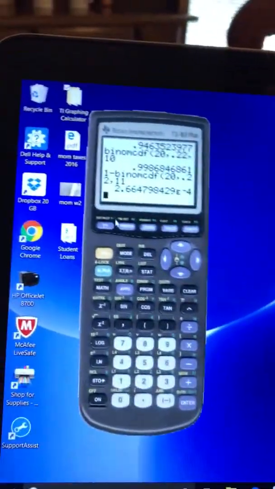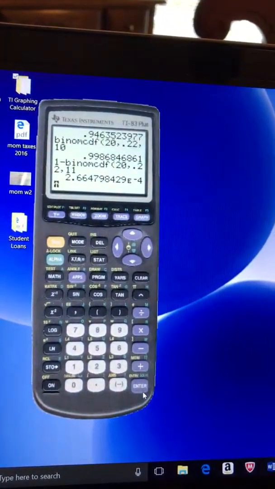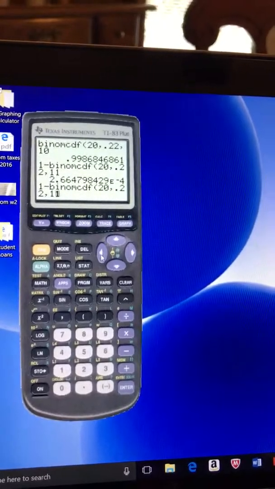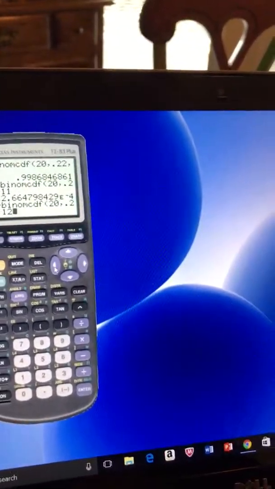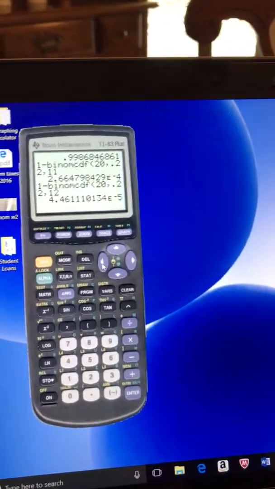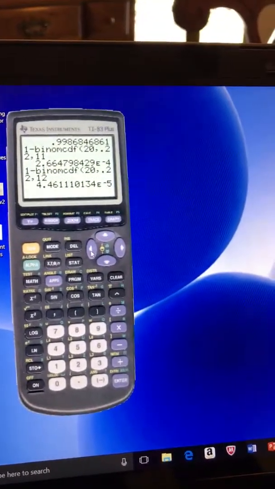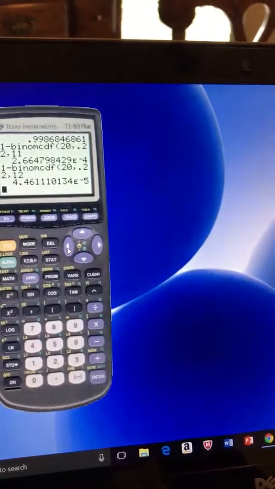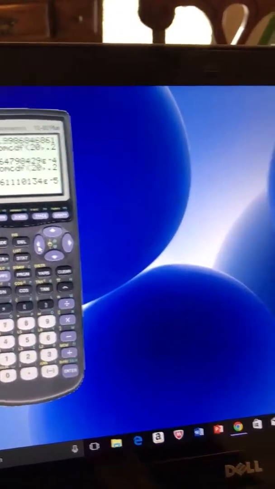So we've already got the 1 minus and everything up here. So again, if you want, hit second enter. Change it from 11 to 12. That one's also going to be 0 plus. You're going to move the decimal 5 places this time. So 0.000045, which is just 0 plus.